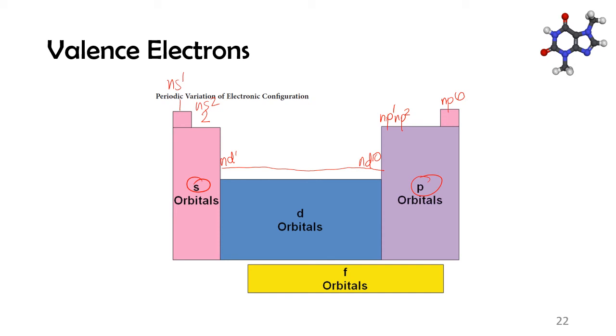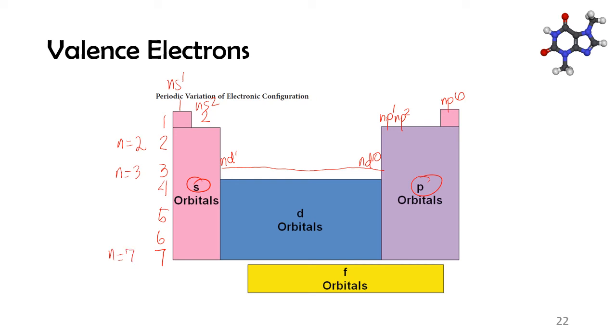The period tells us at which energy level, or n, the valence electrons are. Remember that there are 7 periods in the periodic table. Each row corresponds to a period. For the s and p block, period 2 elements end with an n equals 2 shell. Period 3 ends with an n equals 3 shell, and so on down to period 7, which ends with n equals 7.